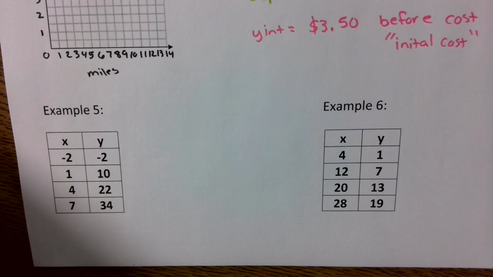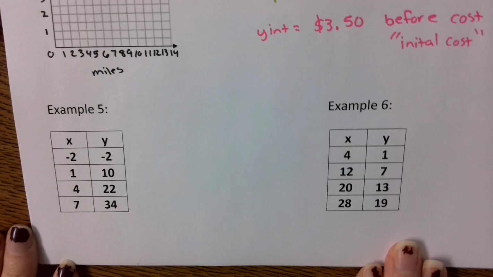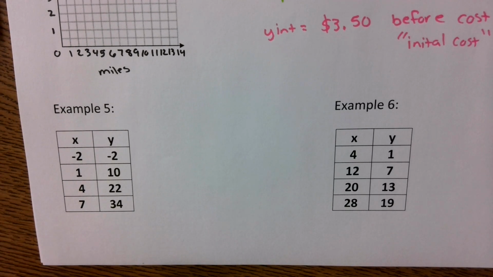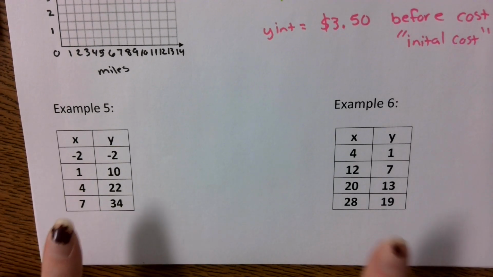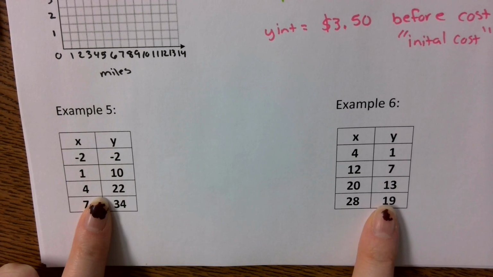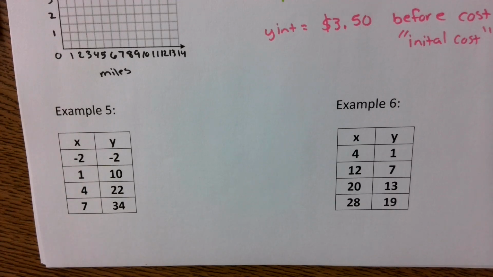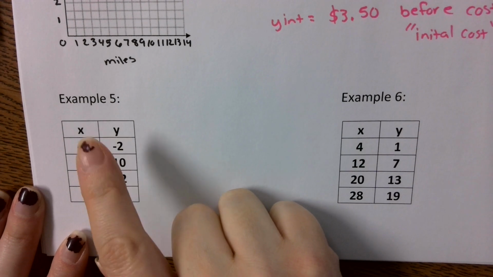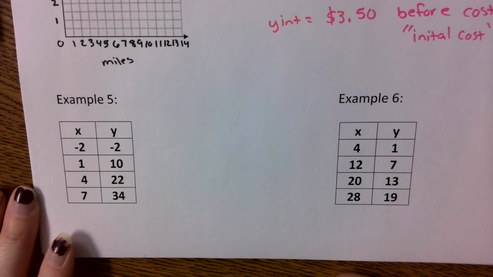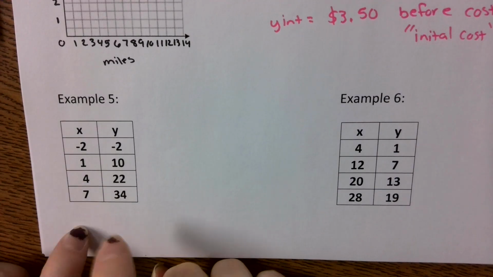All right, let's take a look at these examples here. So for example 5 and example 6, we are talking about our tables of information. Okay, so we are identifying, again, the slope-intercept form based off of these 2 tables. So I want you guys to do these 2 examples on your own, identify the slope, then the y-intercept, and then what is the equation.